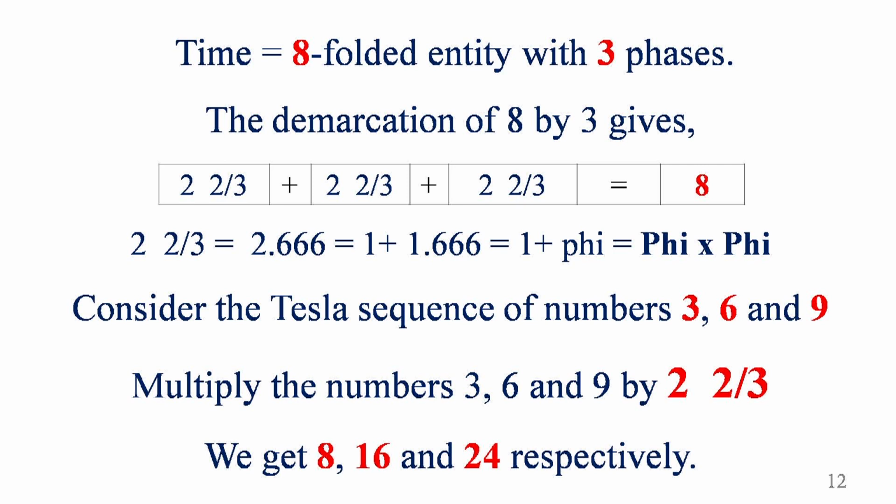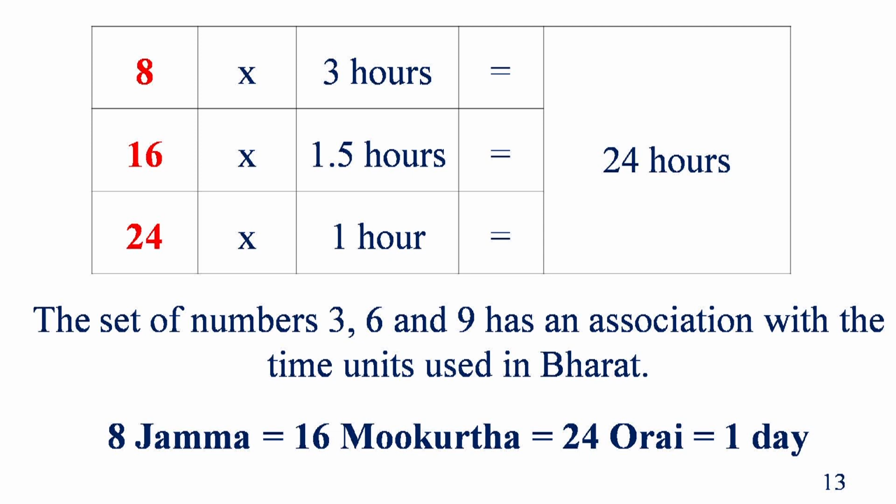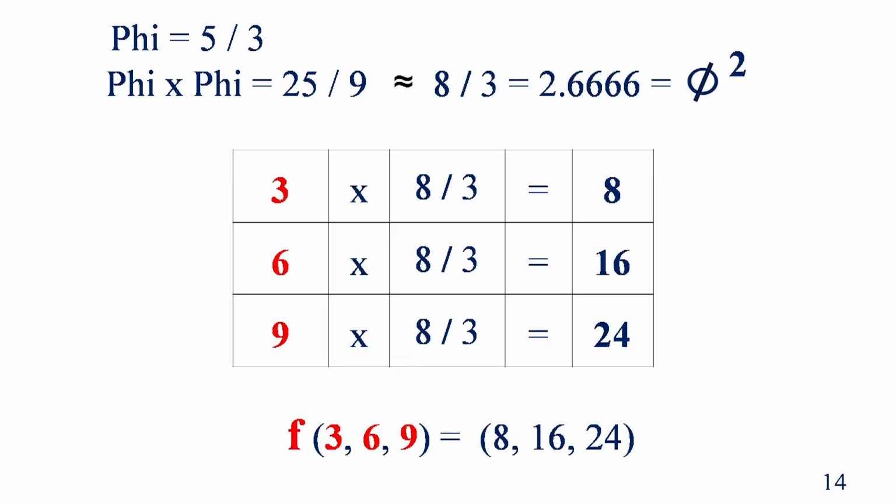If the numbers 3, 6 and 9 are multiplied by 8 by 3, we get 8, 16 and 24 respectively. They refer to 3 time units, Jama, Muhurta and Orai. The set of numbers 3, 6 and 9 is mapped on to the set of numbers 8, 16 and 24.